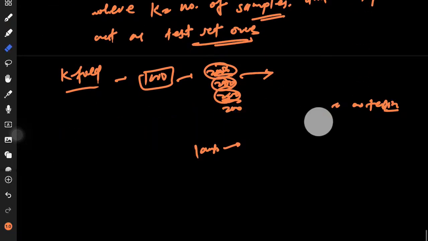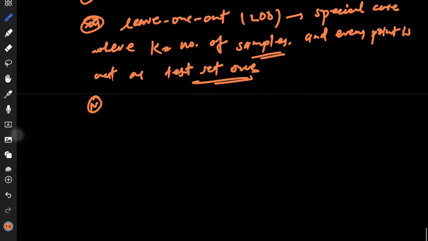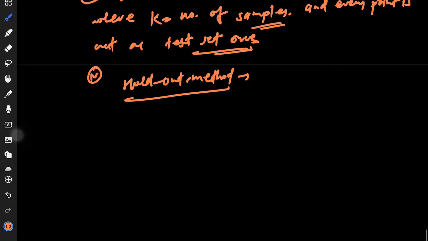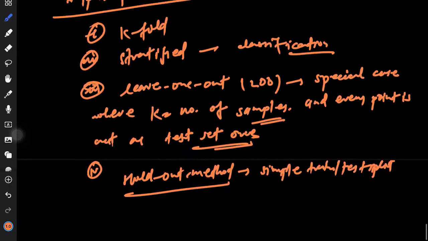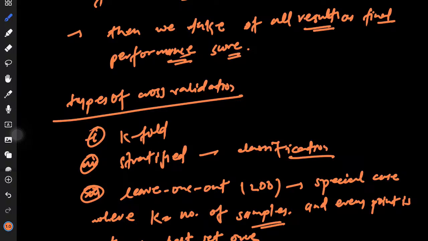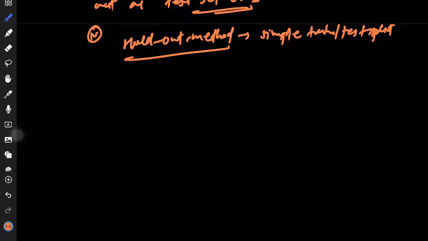Then comes the fourth one, which is the hold out method. And what is the hold out method? It is simple: train, test. So these are the four methods of cross validation. The first one is k-fold, then stratified cross validation, then leave one out, in which we are using a single data point as testing, and then the fourth one is the hold out method.